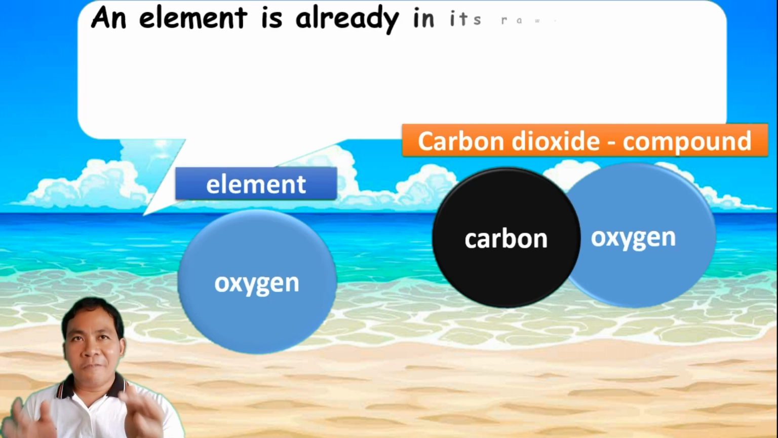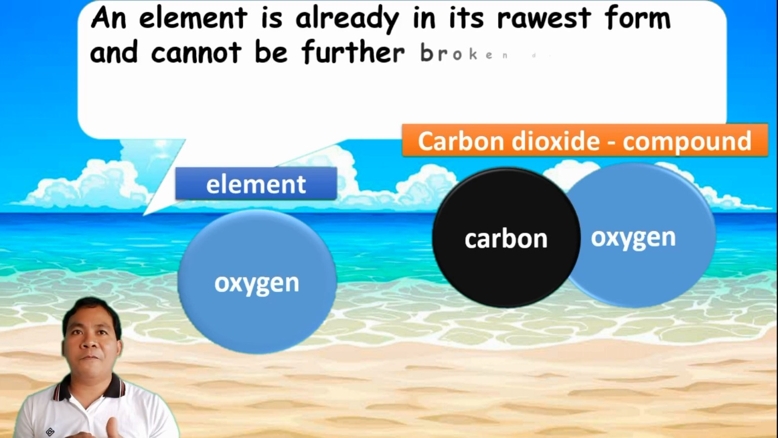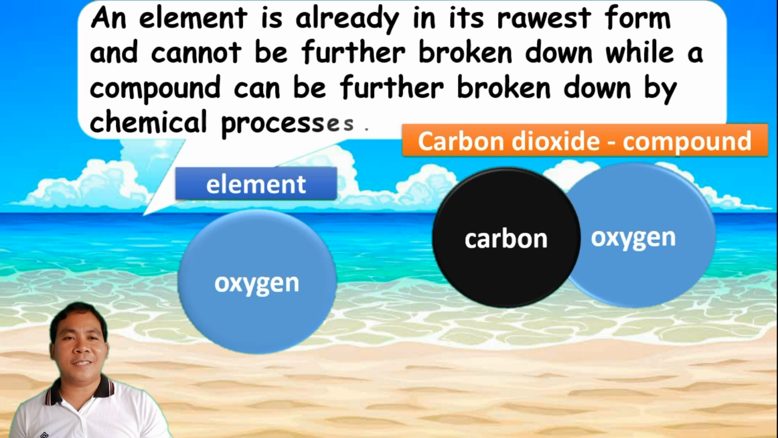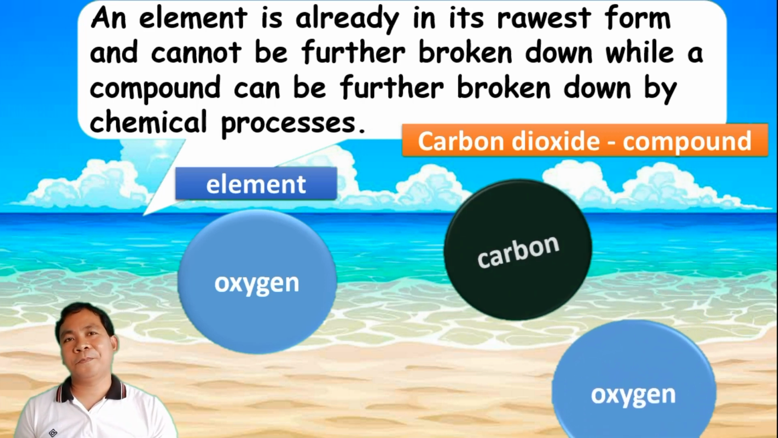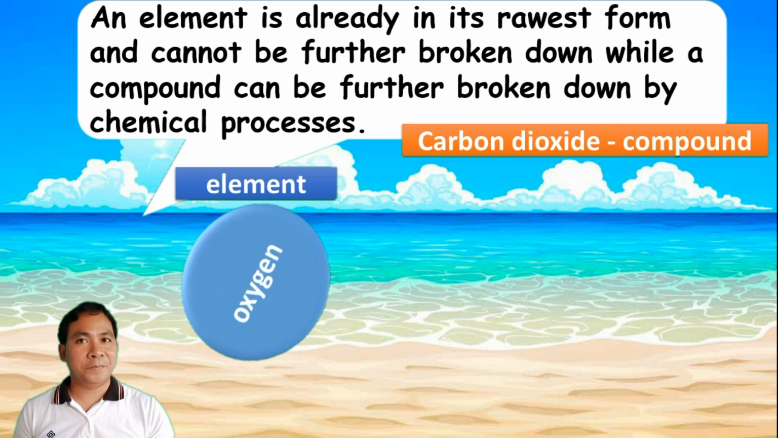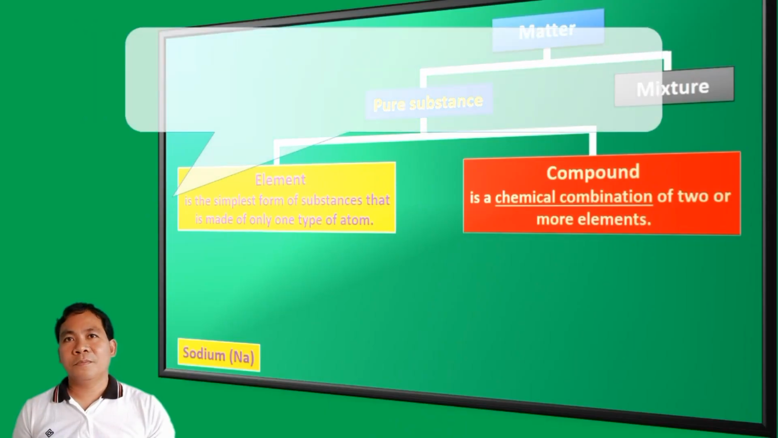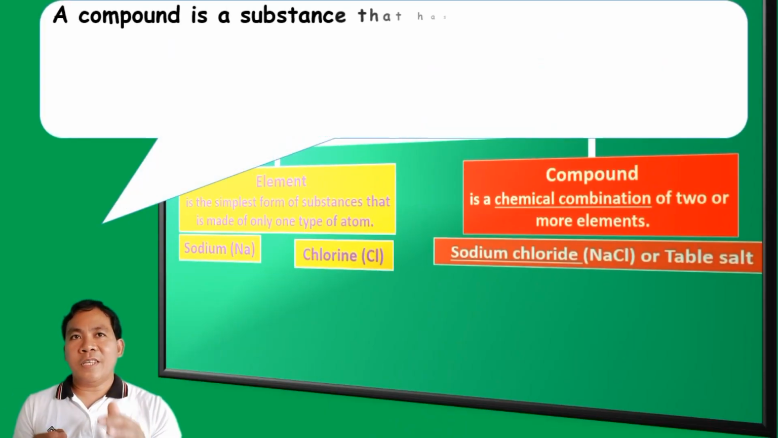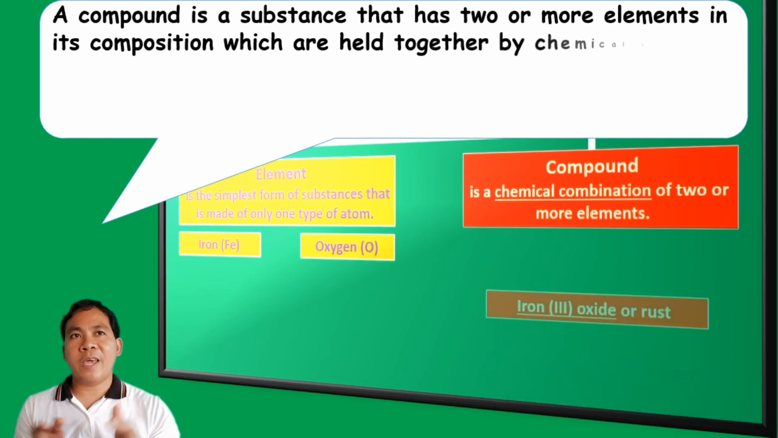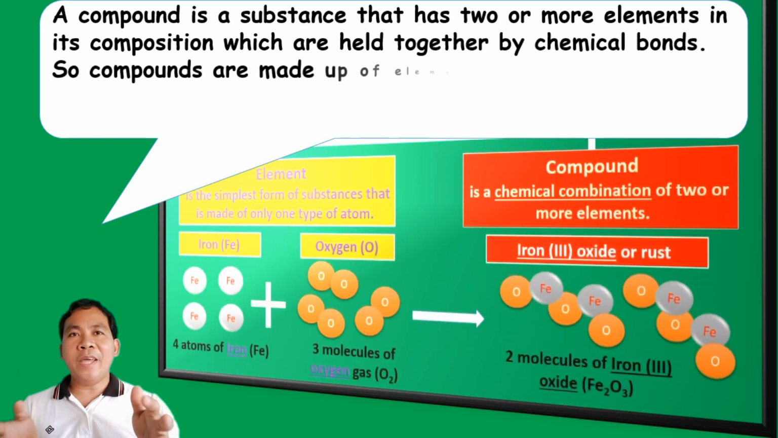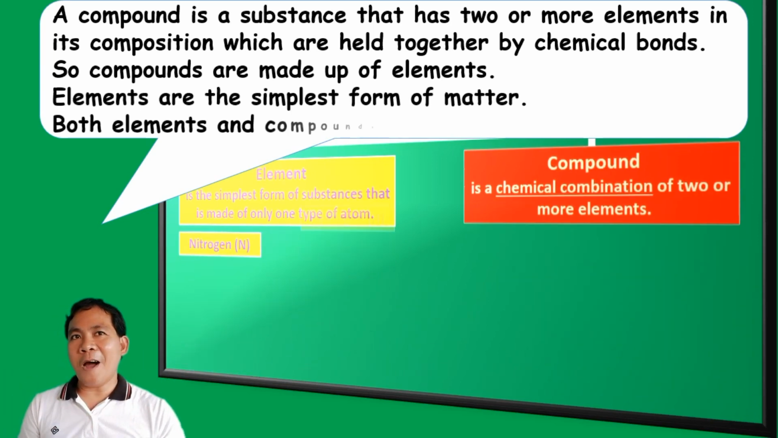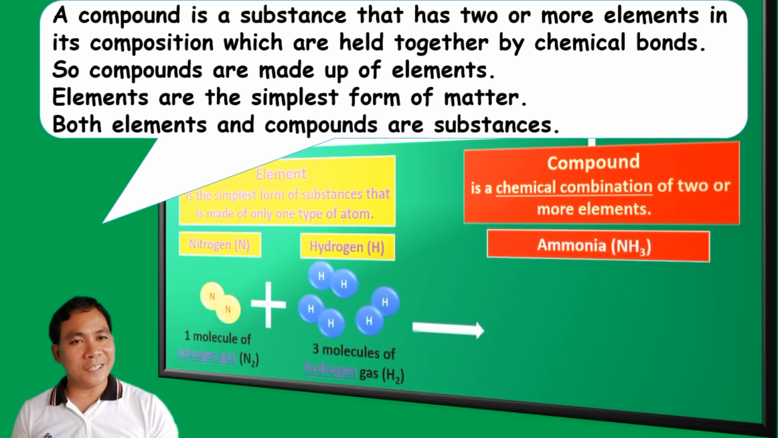An element is already in its truest form and cannot be further broken down, while a compound can be further broken down by chemical processes. A compound is a substance that has two or more elements in its composition, which are held together by chemical bonds. So compounds are made up of elements. Elements are the simplest form of matter. Both elements and compounds are substances.